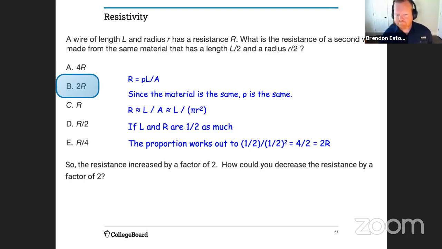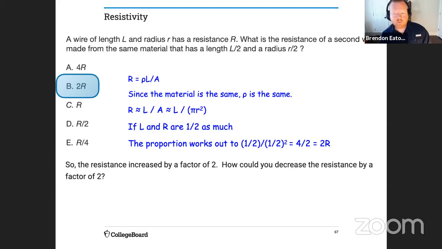So what? Big deal. Here's what you should expect to see. How could you decrease the resistance by a factor of 2 instead? So maybe they'll give you the information beforehand and say, okay, well, the student now wants to decrease that resistance by a factor of 2. So looking at your R is equal to rho L over A formula, how would you instead change the resistance by a factor of 2 just by changing one of the variables that you see in your equation?